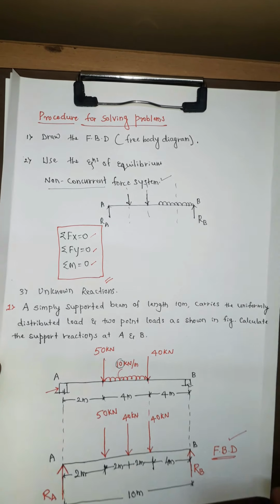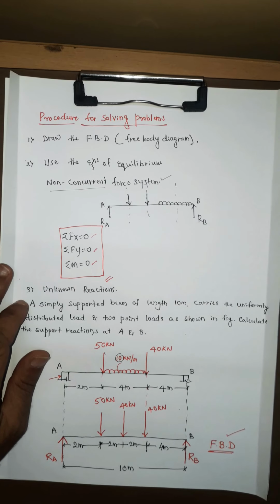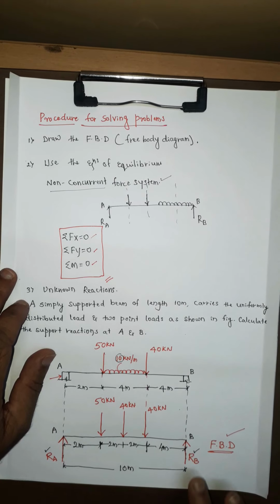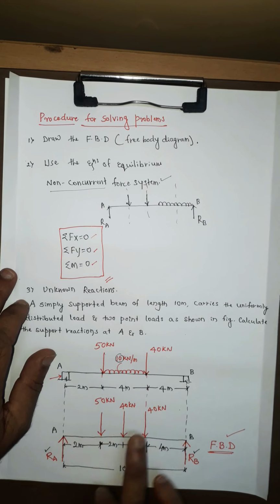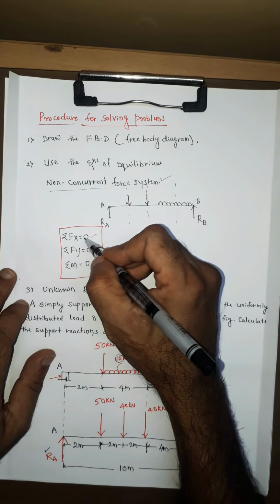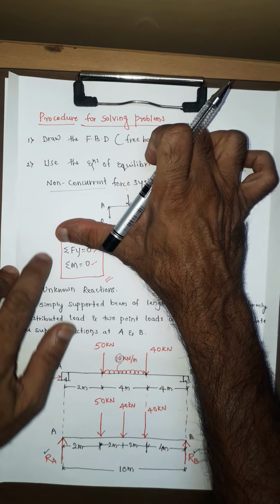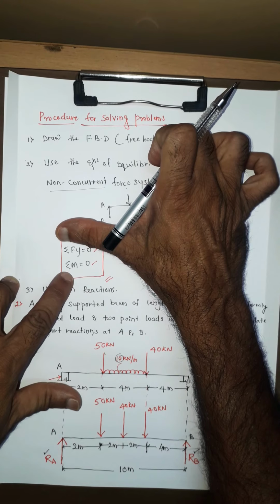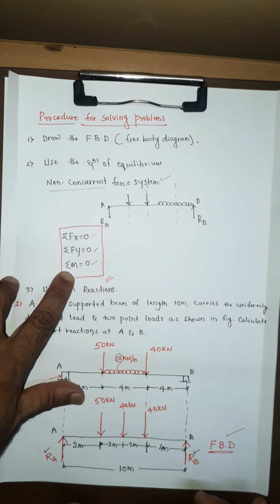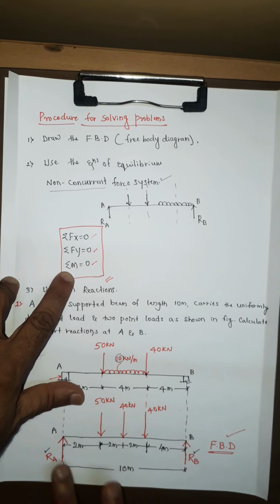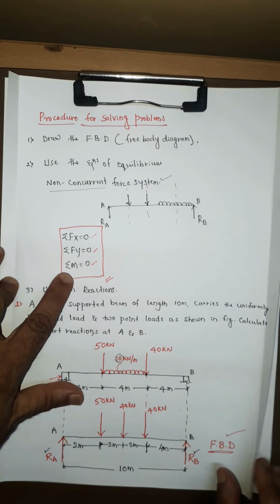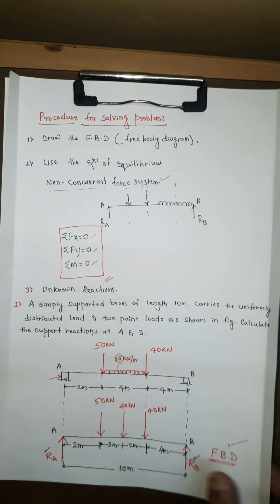Now, once you draw the free body diagram, how many unknowns can you identify here? We have to find out RA and RB. So there are two unknowns, and how many equations are available? Of course, there is no horizontal force here. Only two equations are available, that is summation Fy is equal to 0 and summation M is equal to 0. So two equations are available and two unknowns are there. Yes, we can find out RA and RB. So then let us find out RA and RB using these two equations.